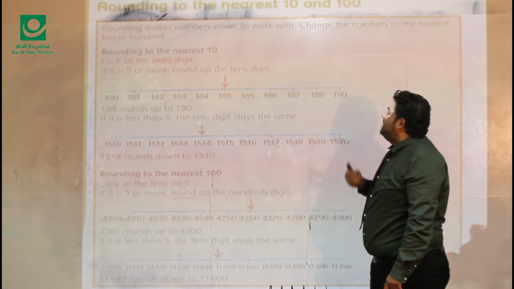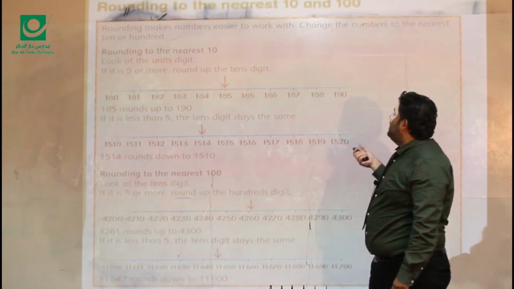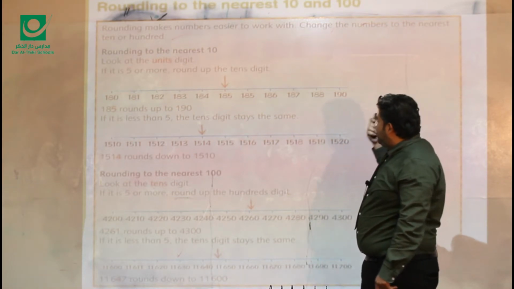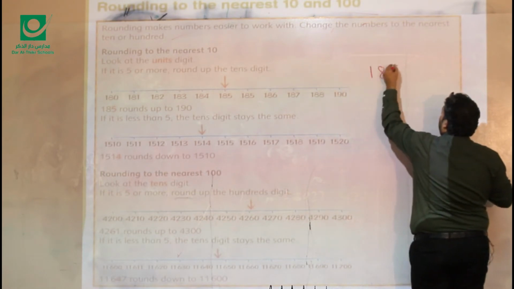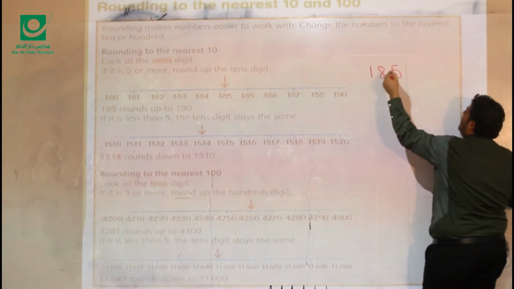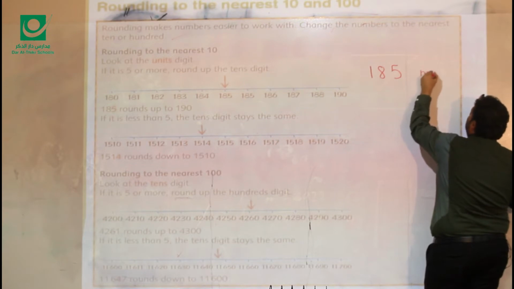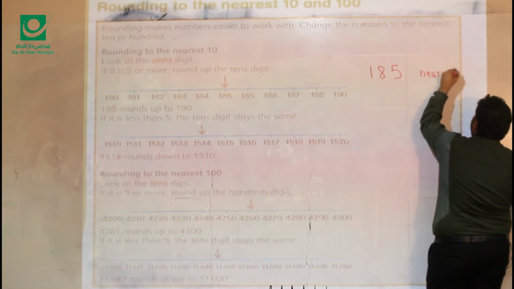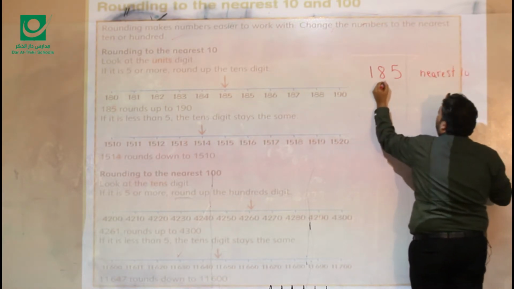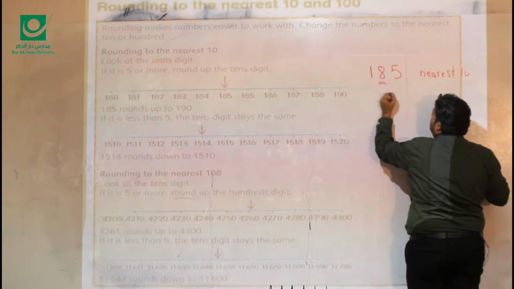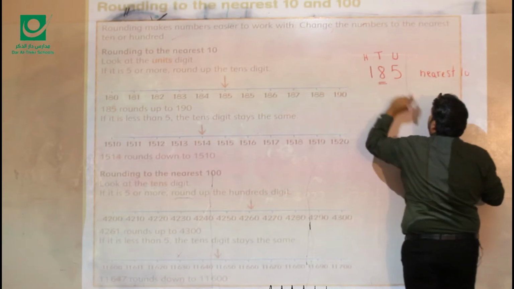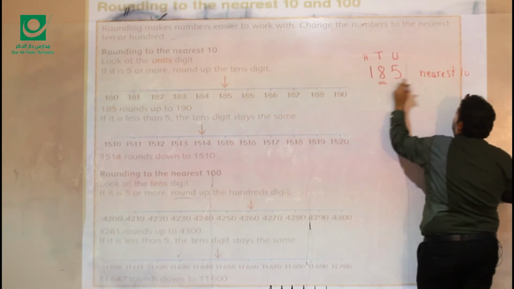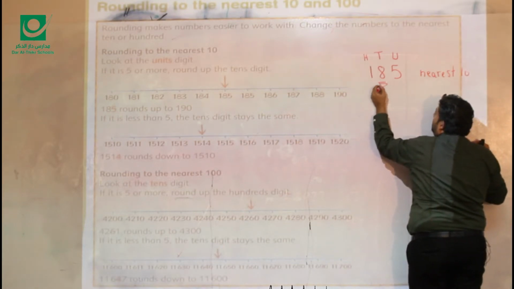If it is less than 5, the tens digit stays the same. For example, 185. He told me rounding to the nearest 10. Where is the tens? Here. This is the tens, right? Here a unit. Here tens. Here 100. The nearest 10. This is a 10. Be careful.